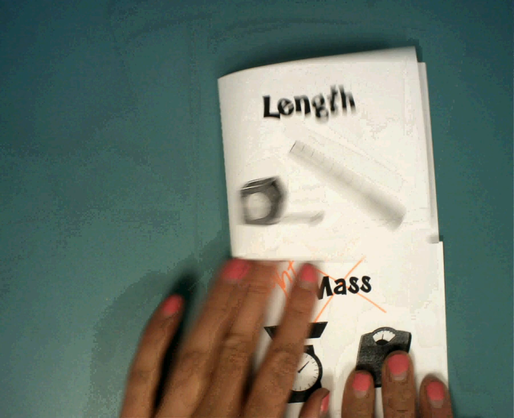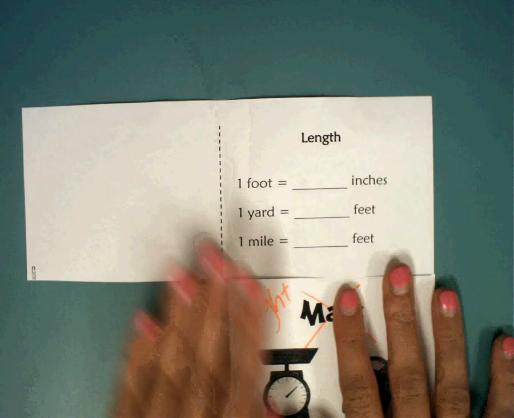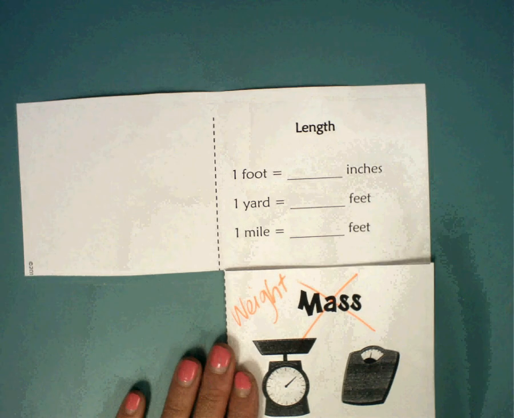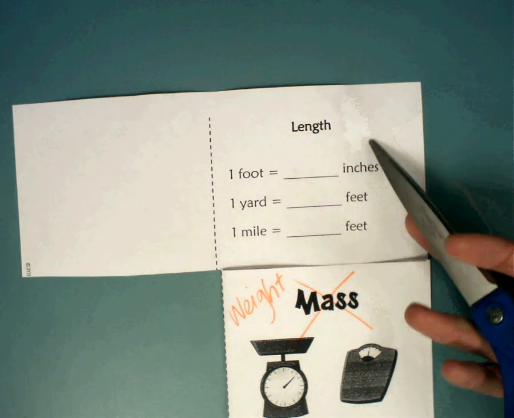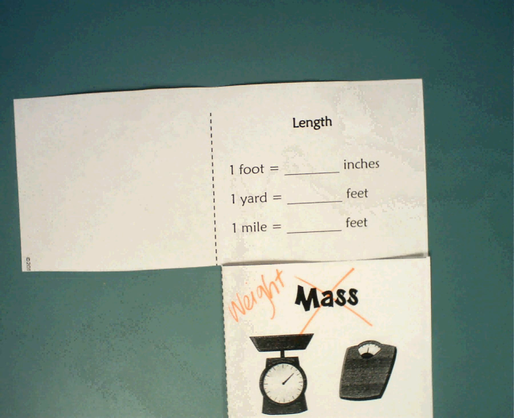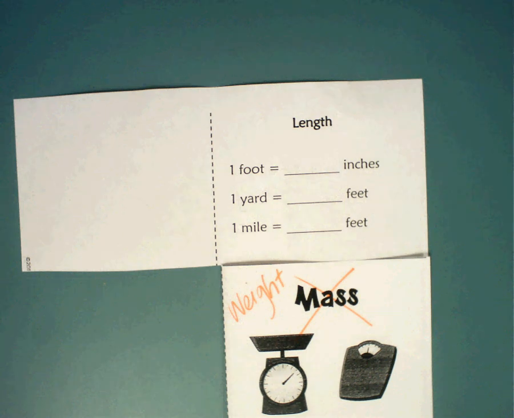Okay. So let's look at the first one. Let's look at length. We're going to be looking at how many of blank are in one blank. So in this case, how many inches are in 1 foot? Think about this. You know the answer to this.